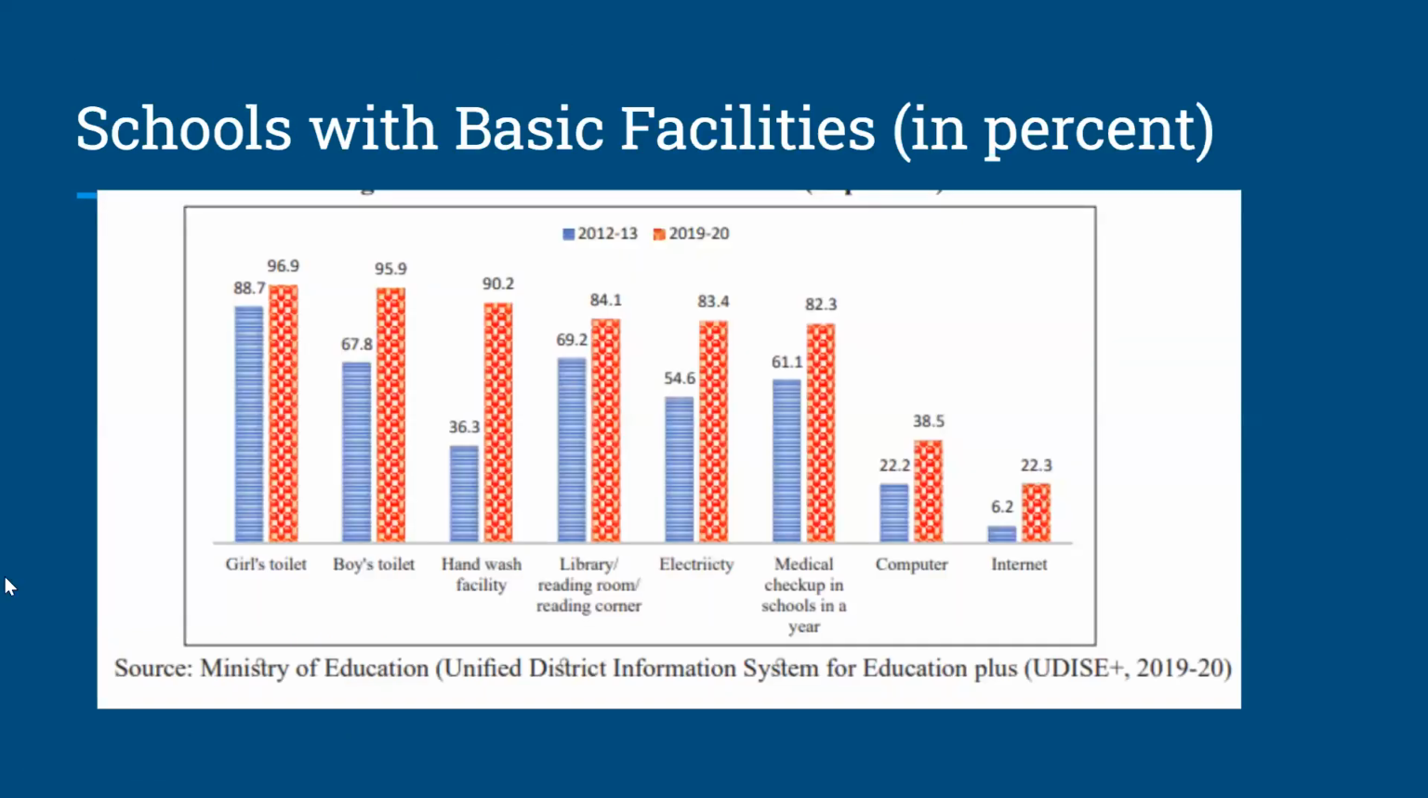And schools with basic facilities. This data shows 2012-13 on the fiscal year, but this shows 2019-20. So even here, schools with basic facilities have increased. In all schools, basic facilities have increased to some extent in all aspects.